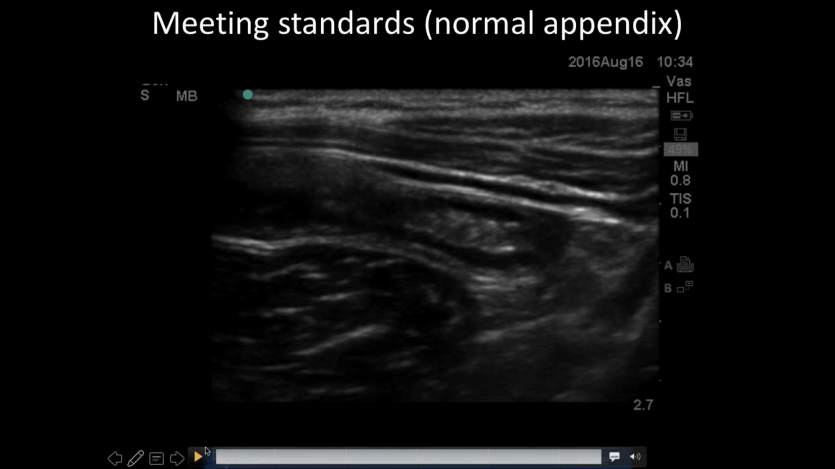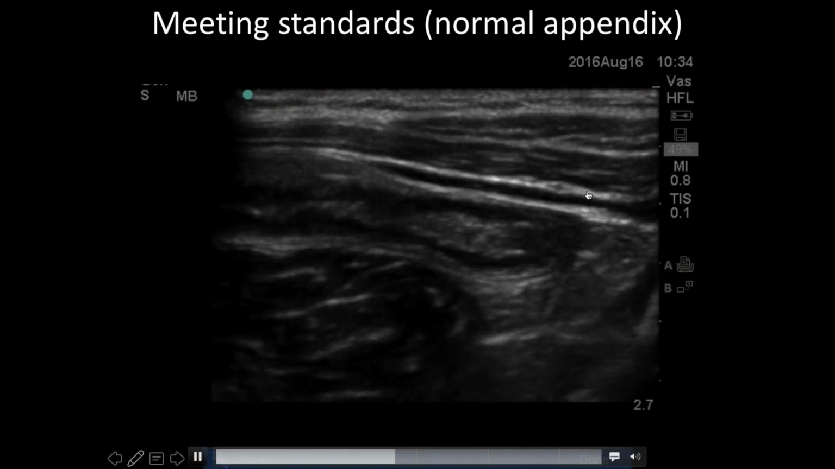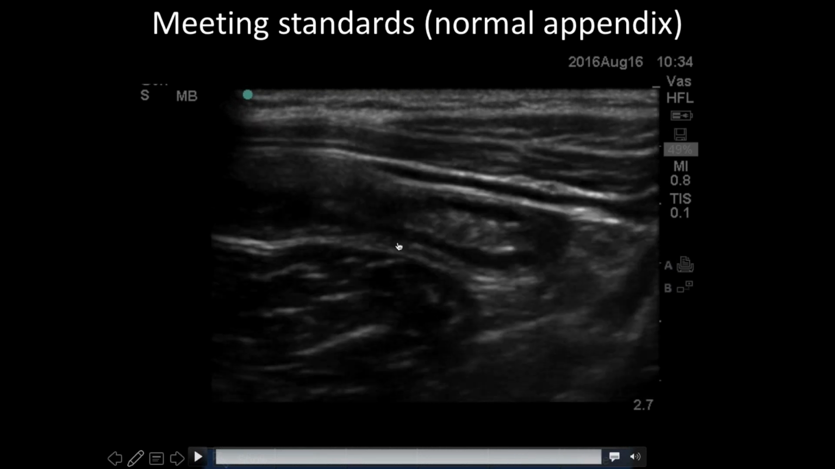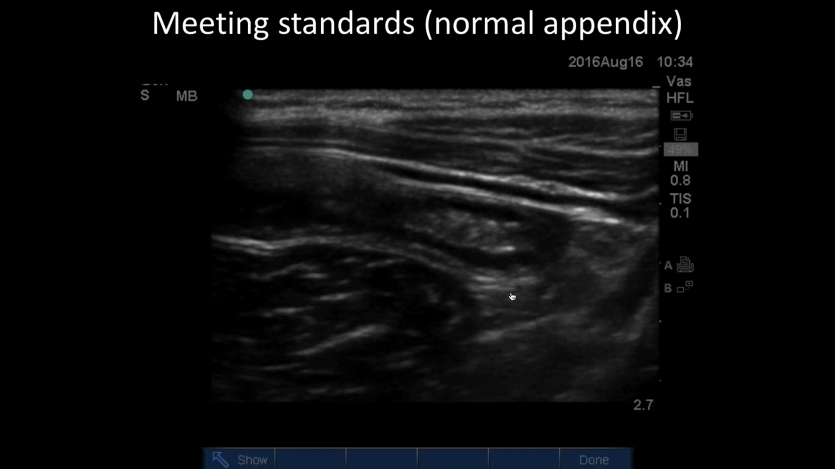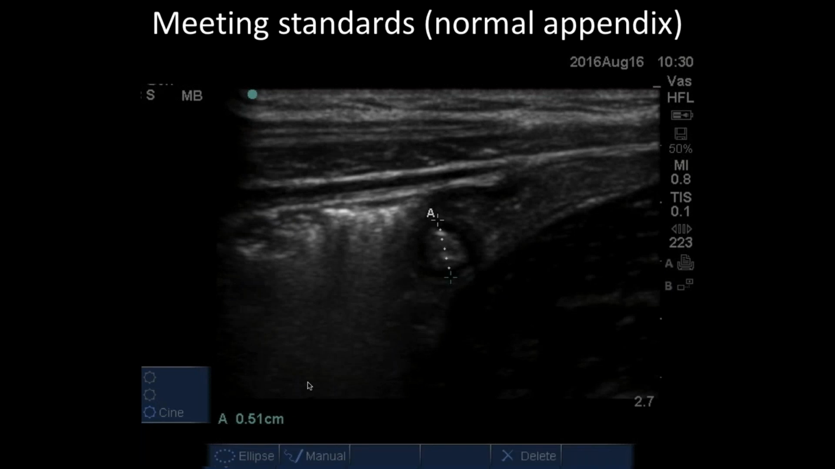So that's a compressible appendix, unlikely to be appendicitis, especially because of the lack of other features. And then boom, another compression here that we've shown. So normal appendix, for a variety of reasons, it's compressible. You're seeing no periappendiceal inflammation, no free fluid around. We make a measurement as well in this patient. The same patient has an appendix that's less than 6 millimeters.